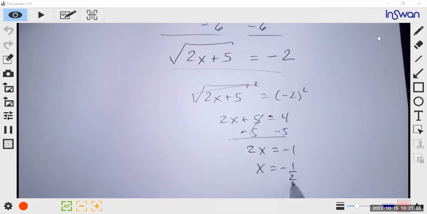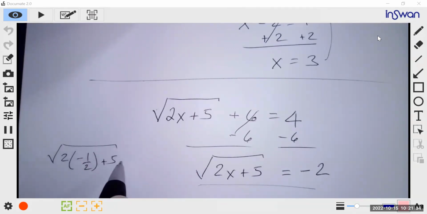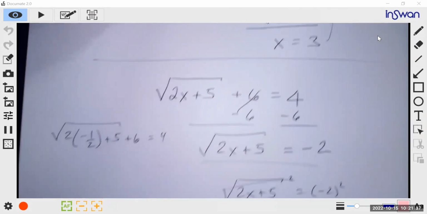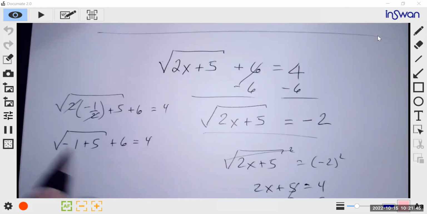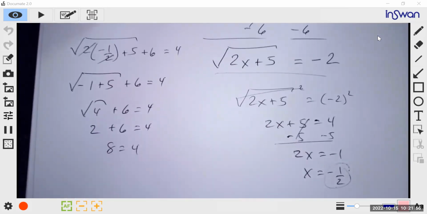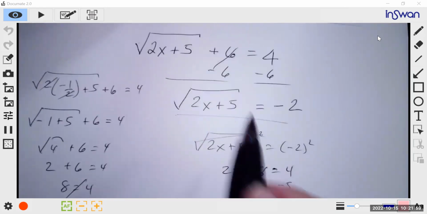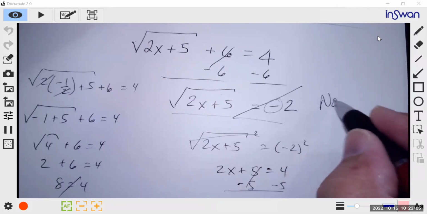Good? Okay, so let's go back up here and check. Square root of 2 times negative 1/2 plus 5, plus 6 equals 4. The 2's cancel, so it's negative 1 plus 5. Negative 1 plus 5 is 4. The square root of 4 is 2. 2 plus 6 equals 4. Does 8 equal 4? No. The reason being that square roots can never equal anything negative. Because of that, it's no solution.